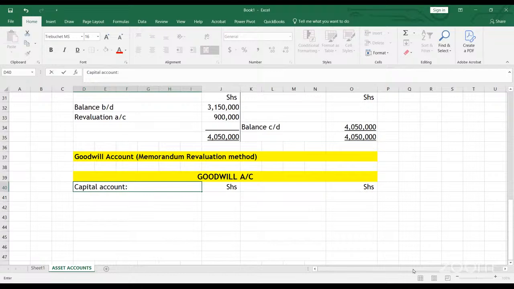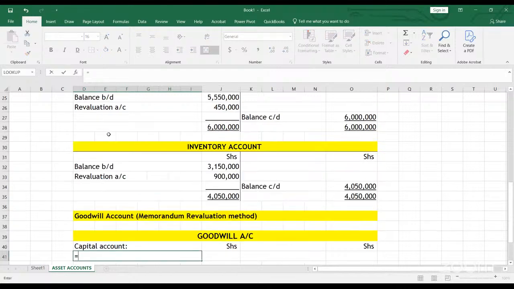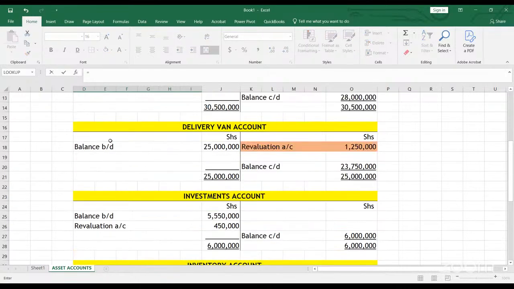6 million. Goodwill is 6 million. That 6 million has to be shared by all the partners. That is, we debit the Goodwill account with the total value of Goodwill. But I told you that all the partners have a share in this Goodwill, so you debit the account with their share.